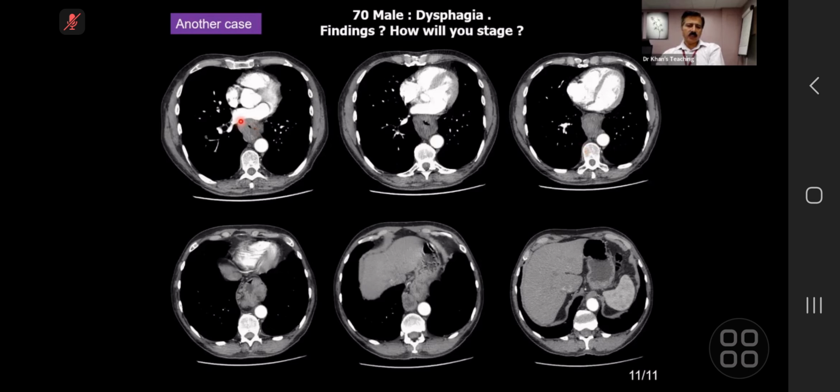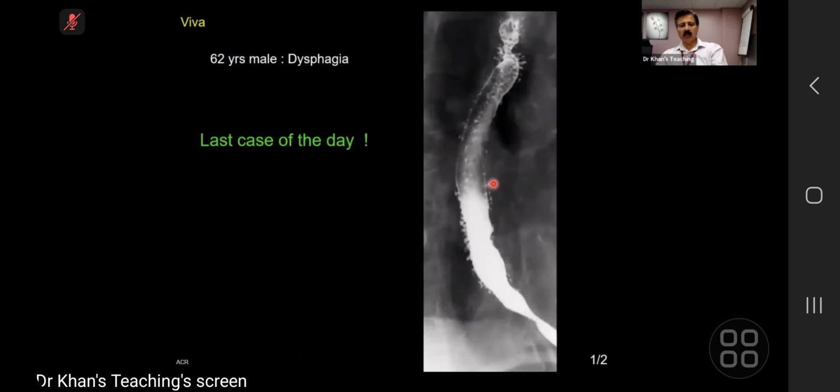Now, this indentation here means pericardial invasion, but as I told you, it will be a T4A tumor. Here is a T4B tumor. This is operable, this is inoperable. I think it is the last case of the day, yes. So you've got the last case of the day, number 1. Over to you.